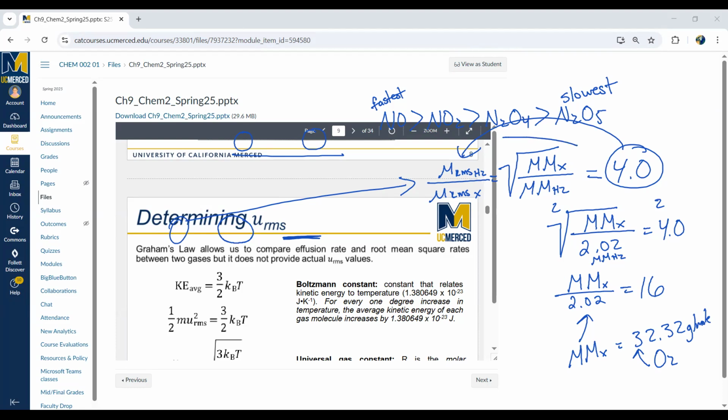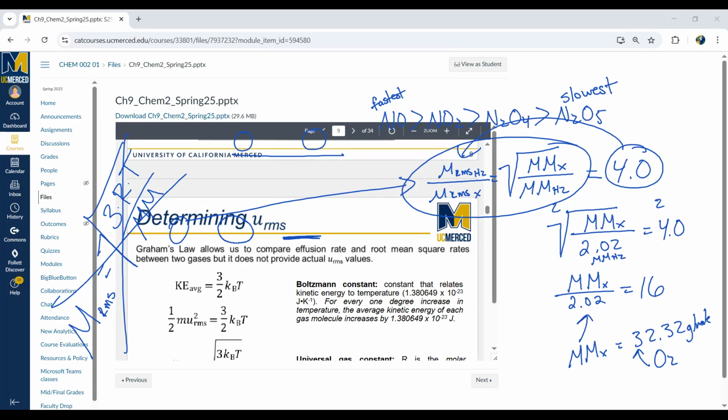You got to know how to use this equation. He doesn't have the other one on here, which is to directly calculate the root mean squared. So we don't need to worry about it. All right. We're going to skip 5. We don't need to worry about partial pressure, but we're going to look at 7. And then we'll be done with chapter 9.